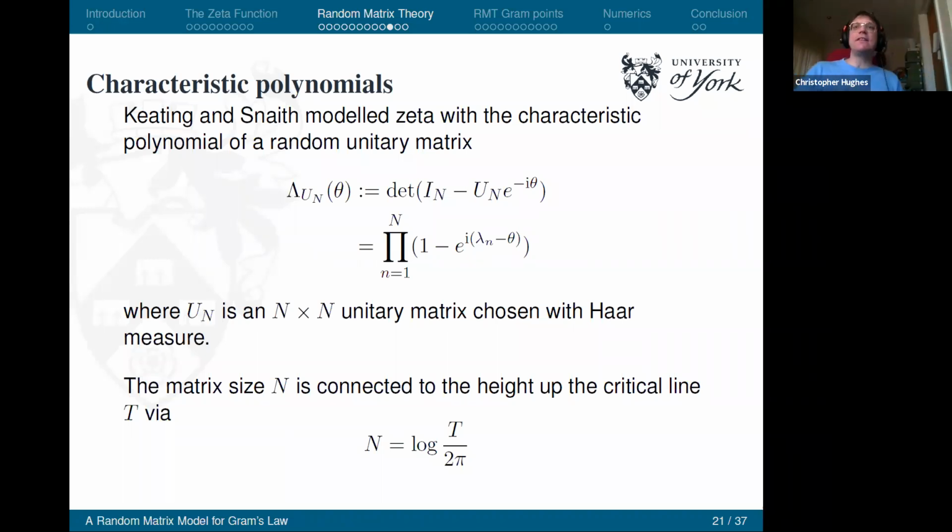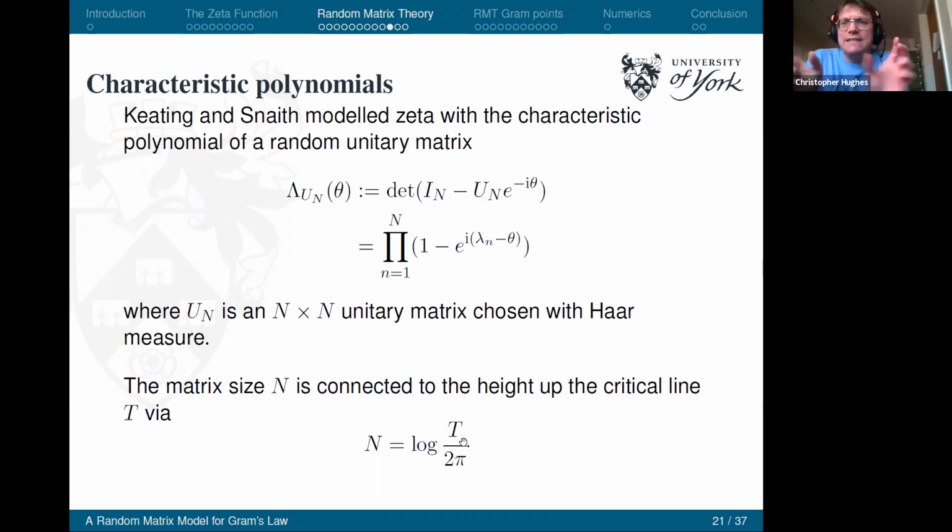And famously, this was done by John Keating and Nina Snaith back in, well, 1998, roughly, that sort of era. So a couple of decades ago. And they said it's the characteristic polynomial of a random unitary matrix. That's the right thing to model the distribution of the values of the zeta function itself. And they said that at finite height, your matrix size N should be log T upon 2 pi. We've kind of seen this before.